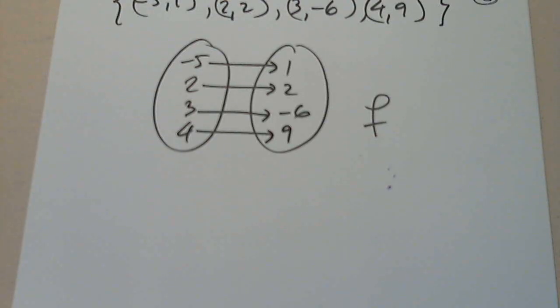What is the domain? The domain has to be written in the correct order: -5 and then 2 and then 3 and then 4, in ascending order. Now it's probably going to ask us for the range. The range has to also be written in the correct order: -6, 1, 2, and 9.